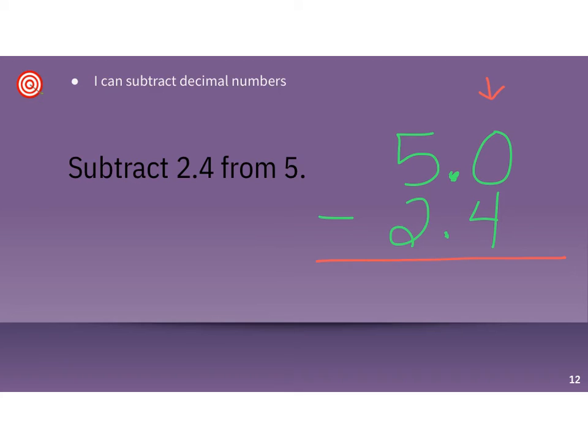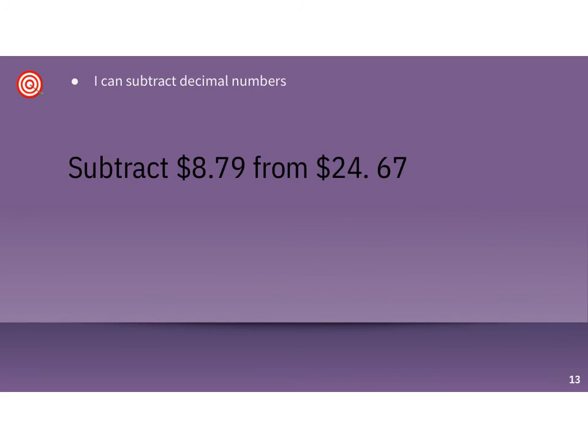0 minus 4, can't do. So come over here and do some regrouping. 10 minus 4, 6. Bring down that decimal point, and 4 minus 2. 2 and 6/10. So that time we practiced that if you have a whole number, you need to add the decimal point and 0 placeholders so that you can subtract.